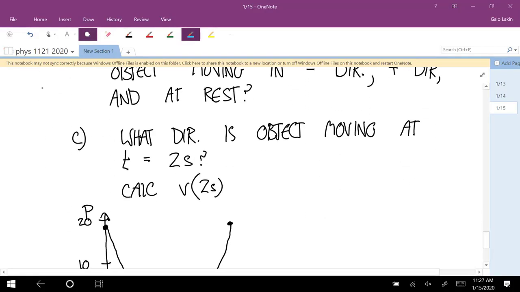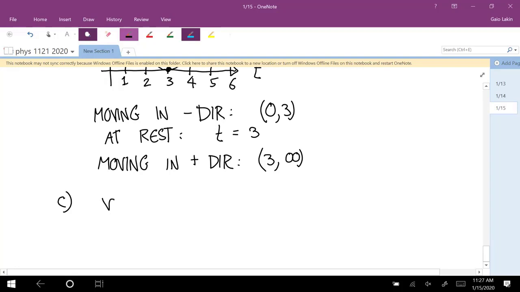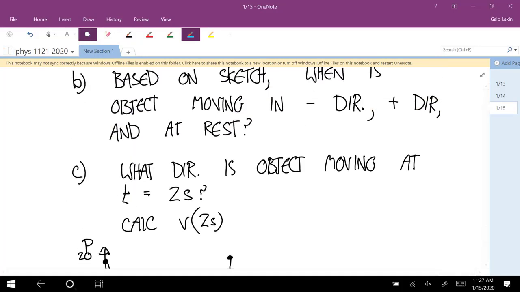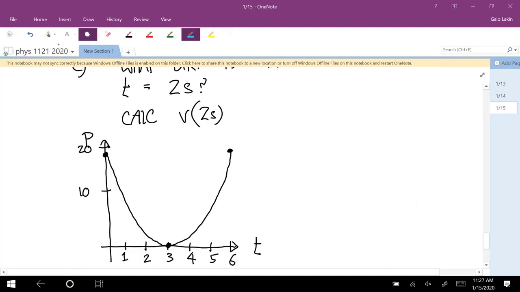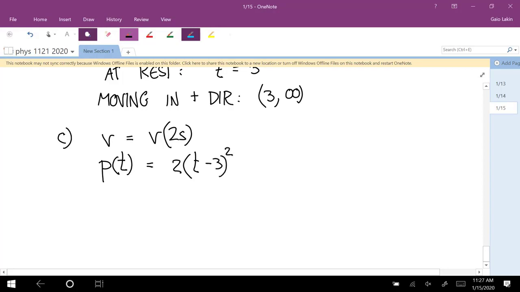And then, let's calculate for part C the velocity at time equals 2 seconds. To do that, we're going to go back to the function. Okay, so our position function is 2 times the quantity t minus 3 squared.